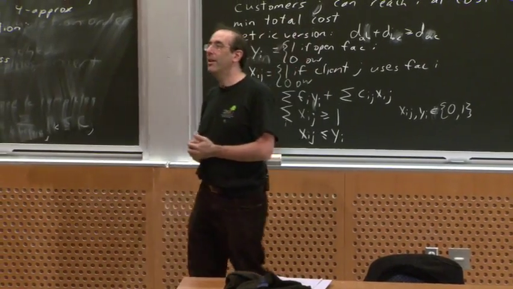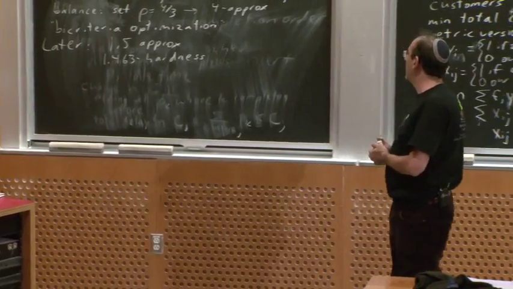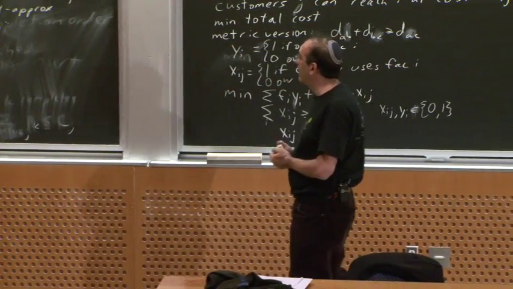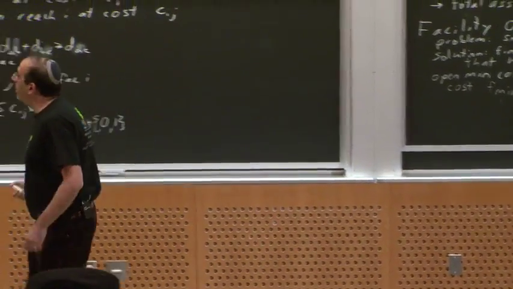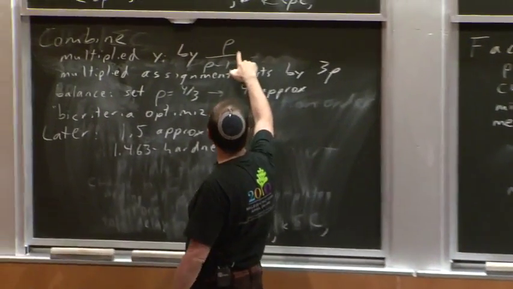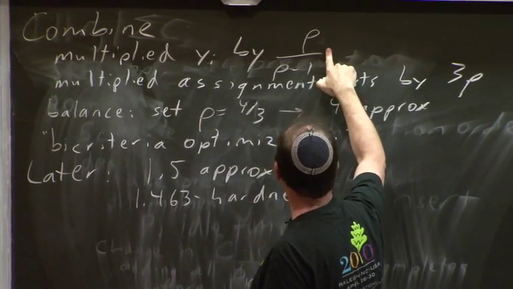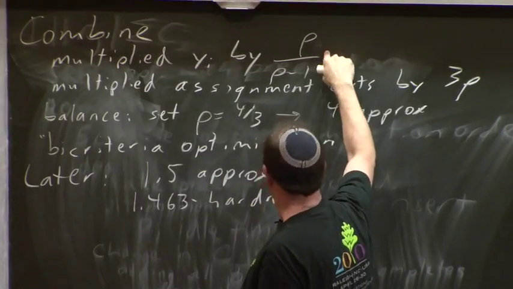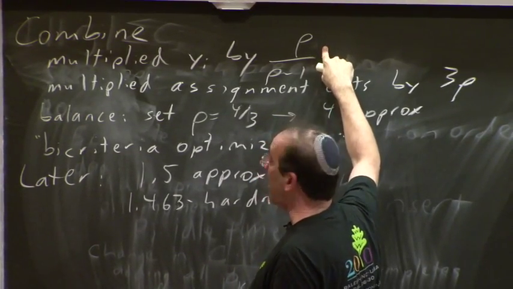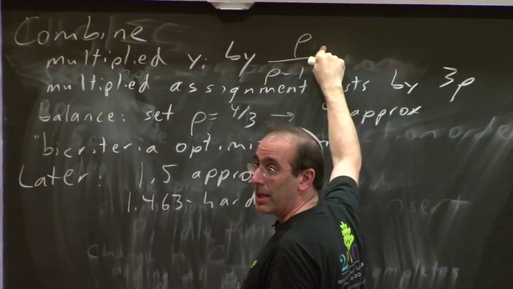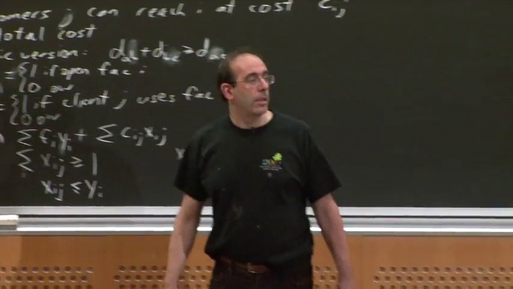Yes? You say you multiply the assignment cost by 3 rho. Wasn't there more stuff earlier, where I got the rho squared over rho minus 1? Oh, the rho squared. So this is correct that you only need to multiply the y's by rho over rho minus 1. Let me not unpack it standing in front of you all, but let me get it cleaned up, and I'll make sure that the notes reflect what's actually going on. Okay. Other questions?